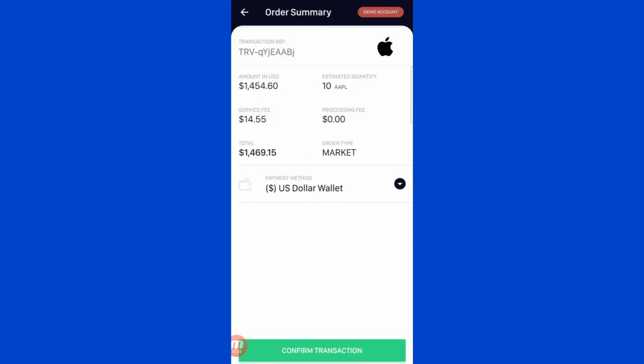Okay, so this is the order summary. Basically, this is the amount in USD, estimated quantity 10, service fee $14, and the total, just basically everything you need to know about your transaction.